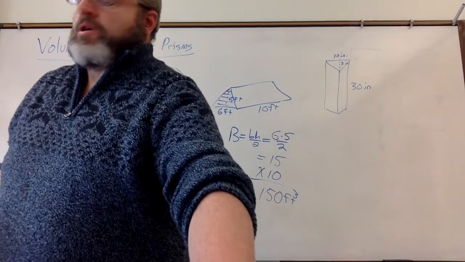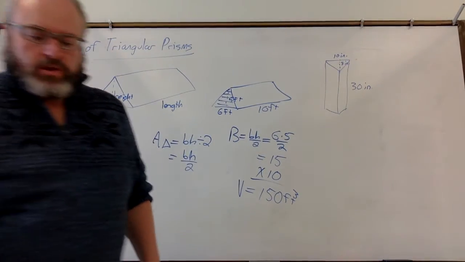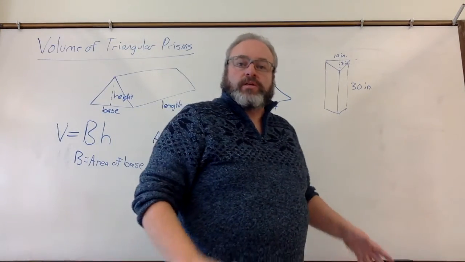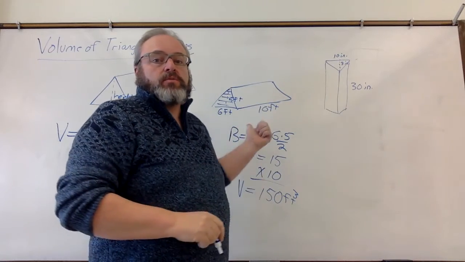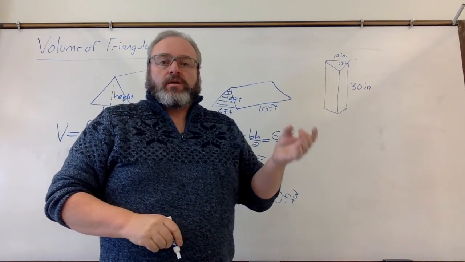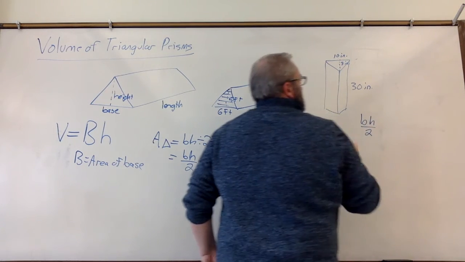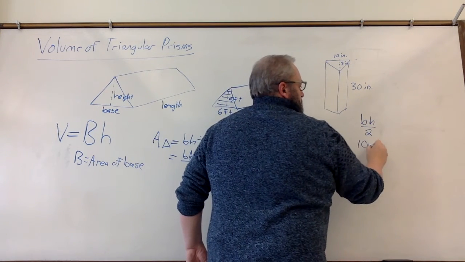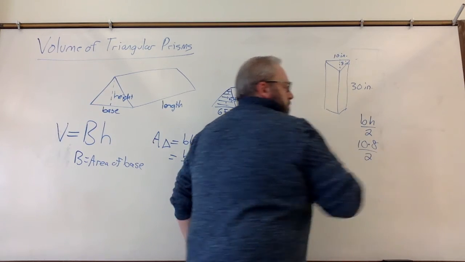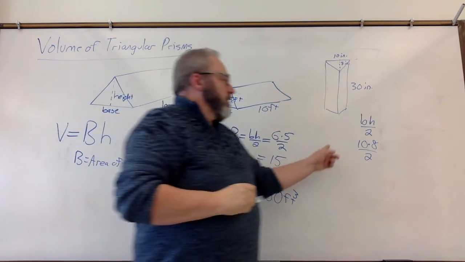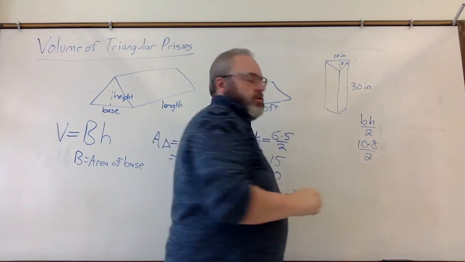Okay, so to figure this out, we're going to start with the base. Which one is the base? The base is the triangle. Remember, on a triangular prism, the base is a triangle. The area of a triangle, base times height divided by 2, which would be 10 times 8 divided by 2. 10 times 8 is 80, divided by 2 is 40.